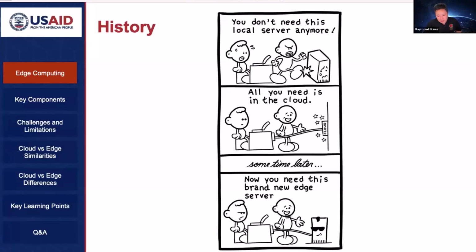Now, hence the second part of the comic strip, no? But sometime later, they realized that, well, centralizing to the cloud had a few issues on its own. One is bandwidth, another is latency, and of course, if it's near real time or real time, it's not possible to use the cloud. Hence, the iteration now is, well, here you go, you need a brand new edge server near your location. So that's how this comic strip is presenting how we came to edge computing.